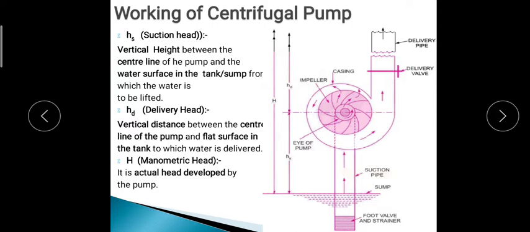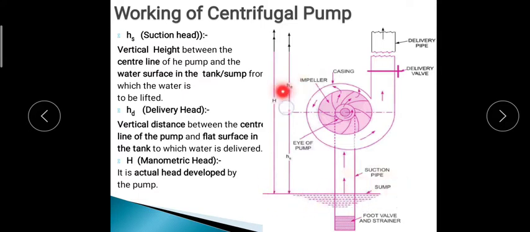Now, what are H, HD and HS? First we'll go with HS. You can see it is from this level to this level. It is the vertical distance between the center line of the pump and the surface of the water in the sump.